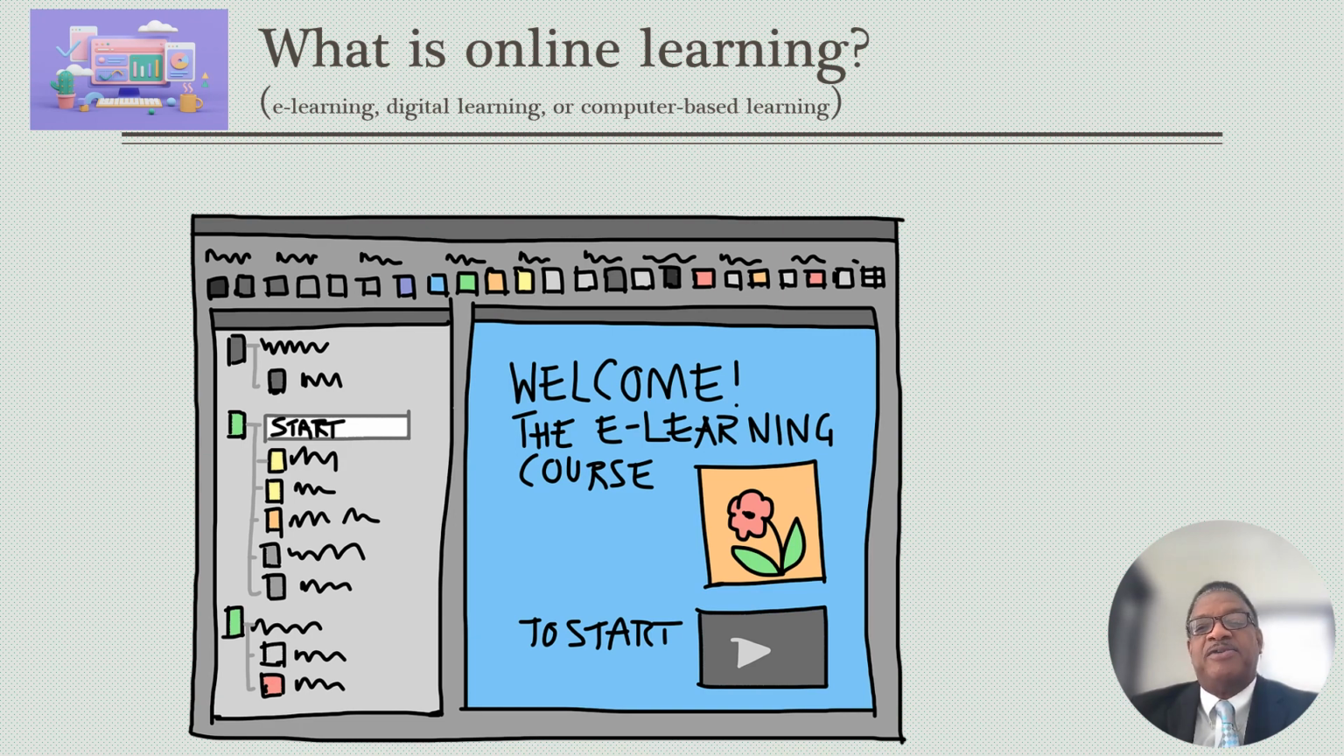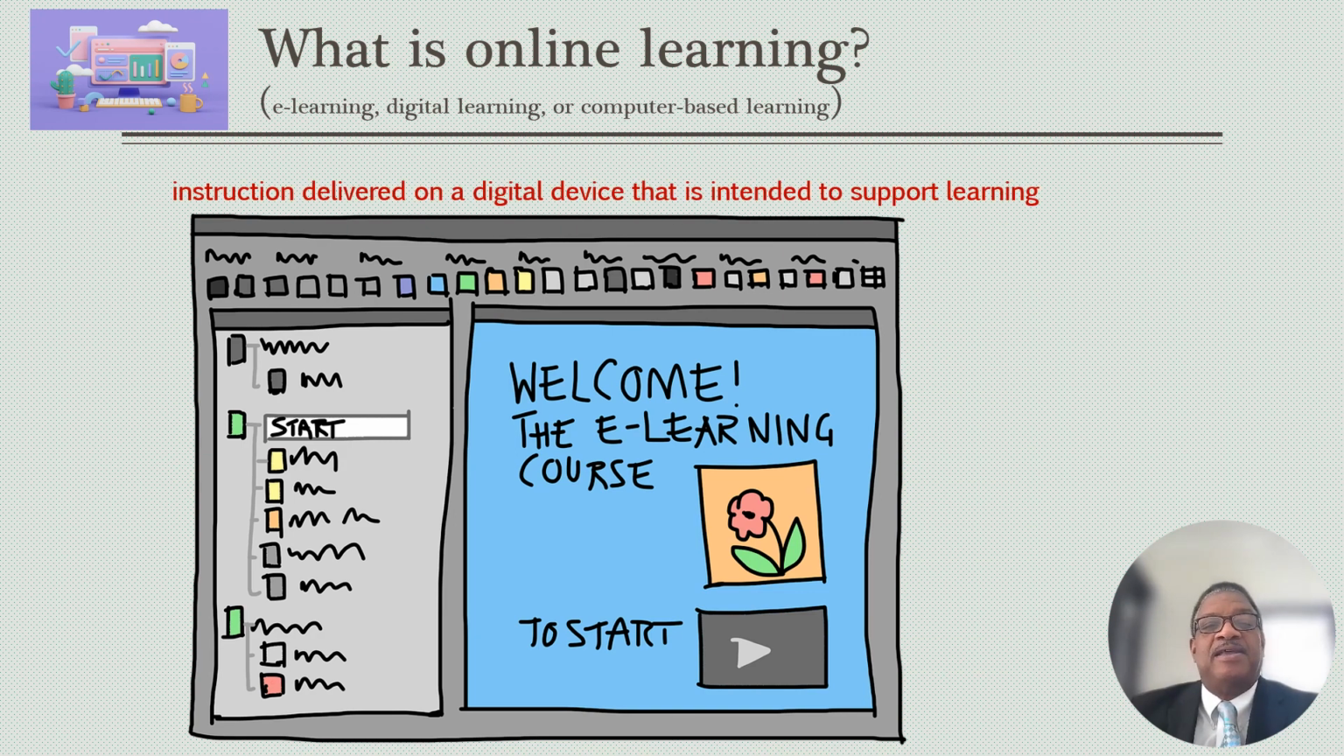Most of our kids, our youngsters nowadays, grow up with media from a very early age, so they are very used to the media, and they get bored really quick when they don't have access to the media, right? And so basically anything that's interacted with the computer, some people call it e-learning, or digital learning, or even computer-based learning, but they all mean digital learning tools. And so basically, it's instruction delivered on a digital device that is intended to support learning. Okay?